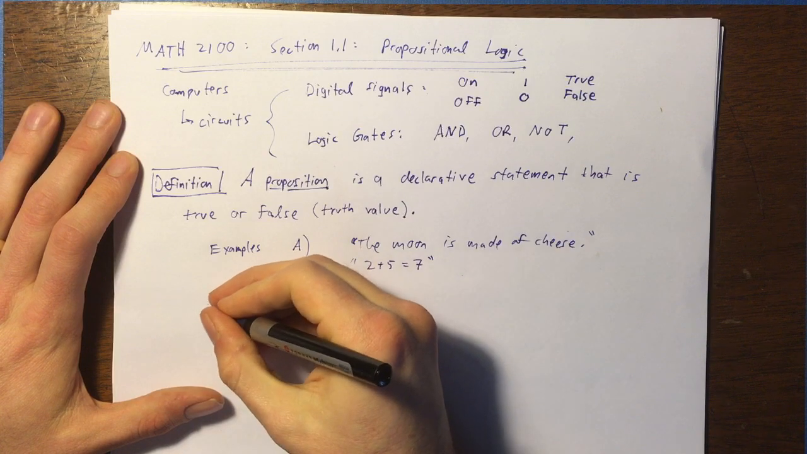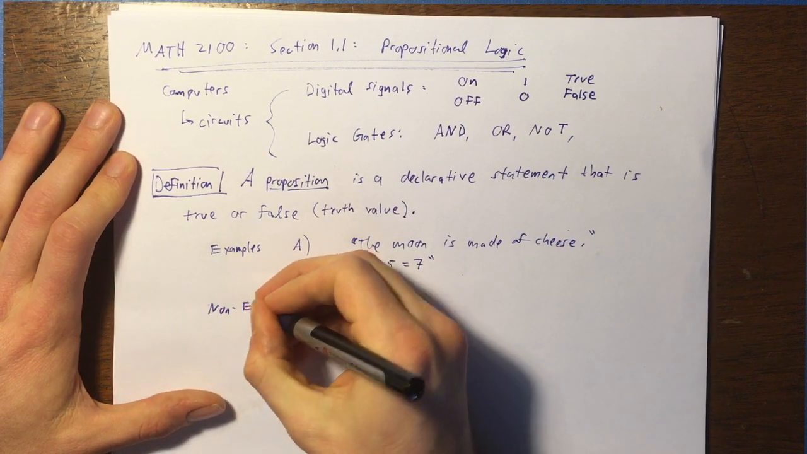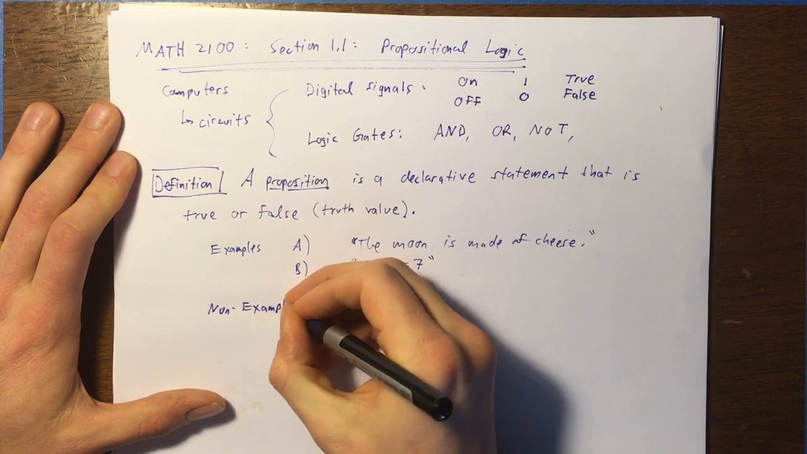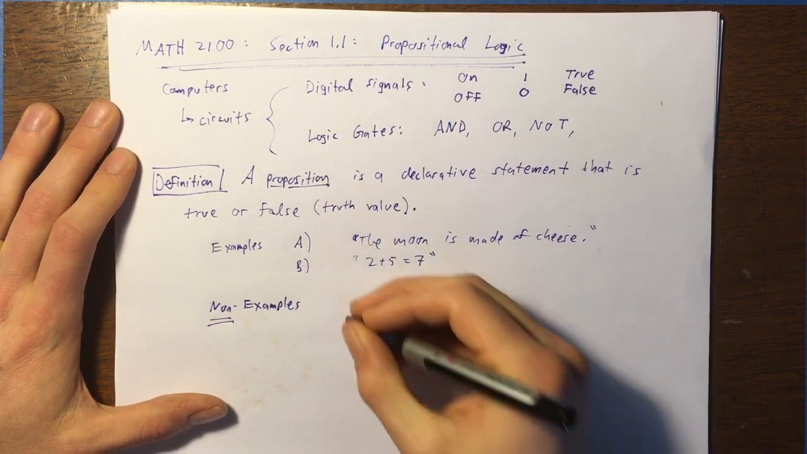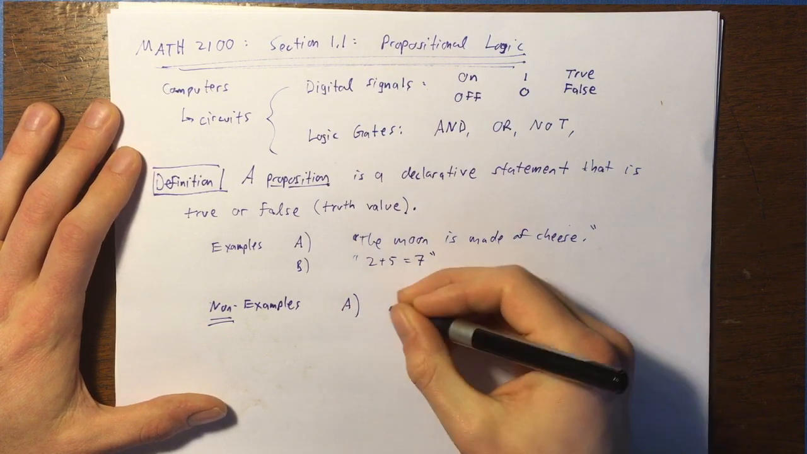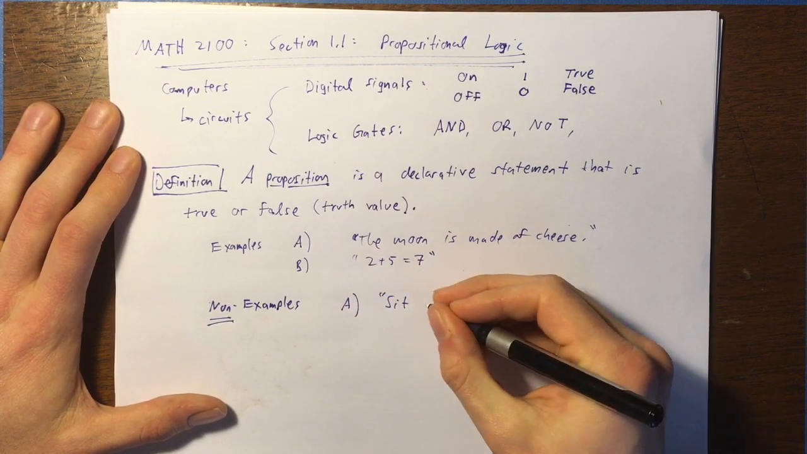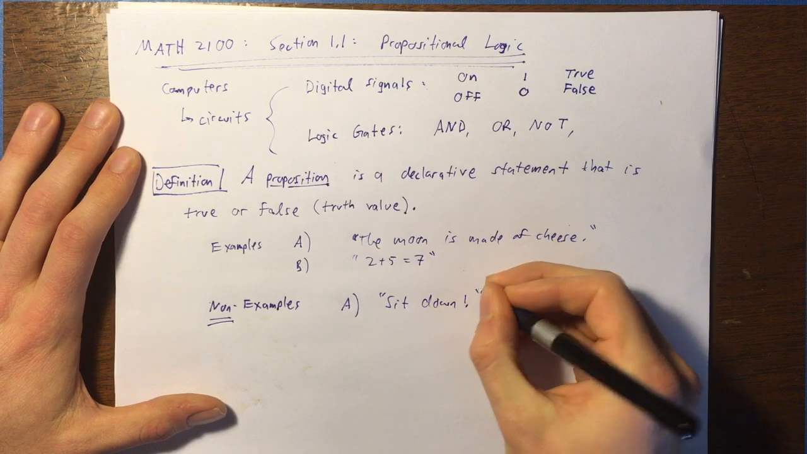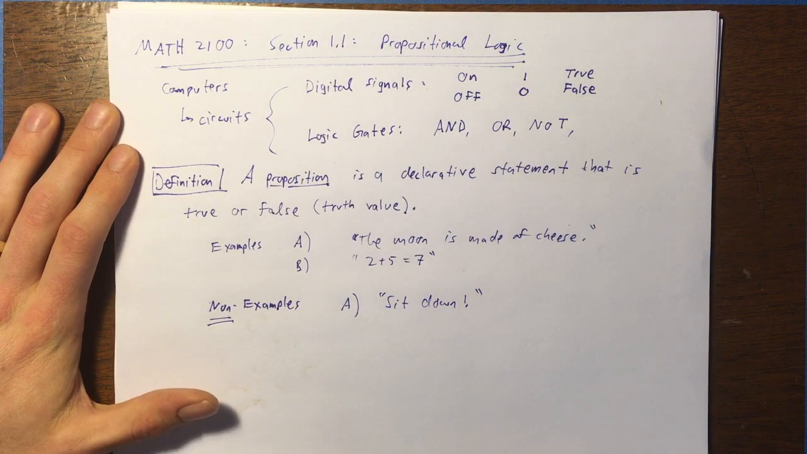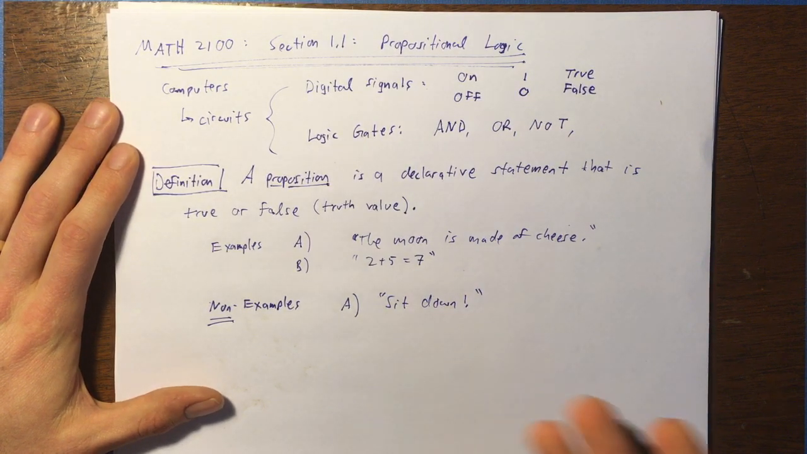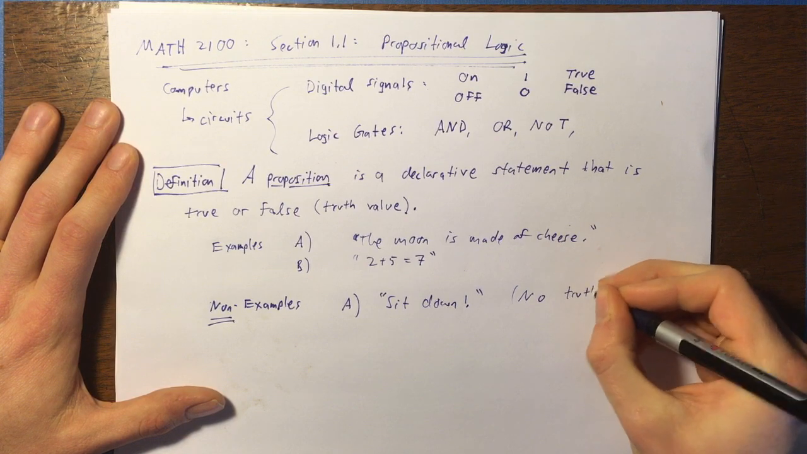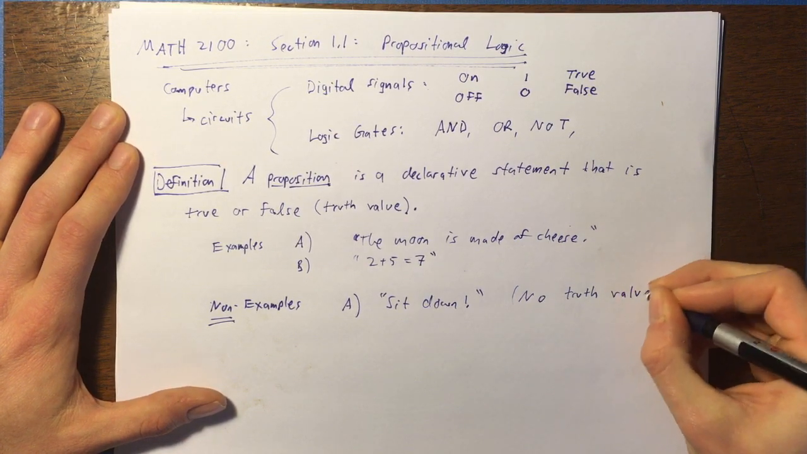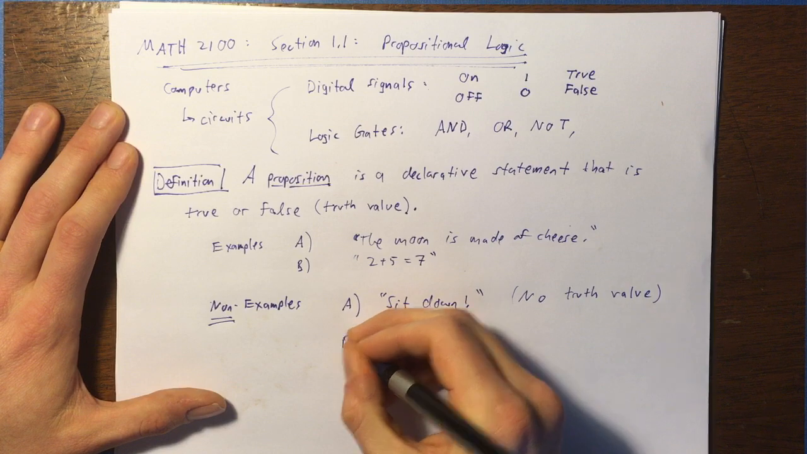So let's look at a couple of non-examples. Sometimes in order to understand an idea, it's useful not only to look at what it is, but also to look at what it isn't. So how about sit down? It's not a declaration, right? This is more of a command, right? It's not something that you could say is true or false. So this statement has no truth value. It's not a proposition. That's not the type of statement we're talking about working with.